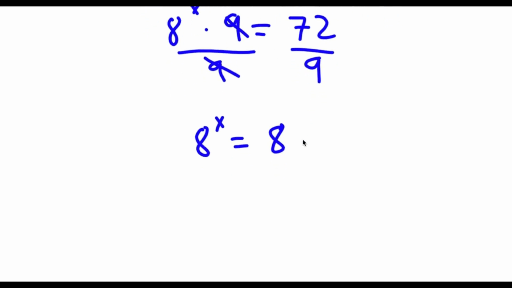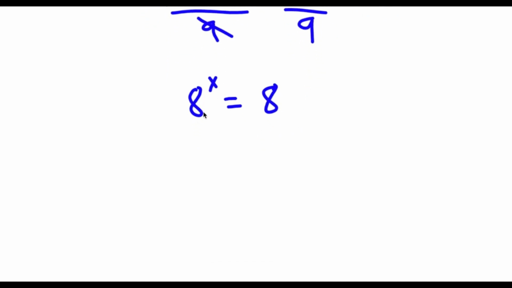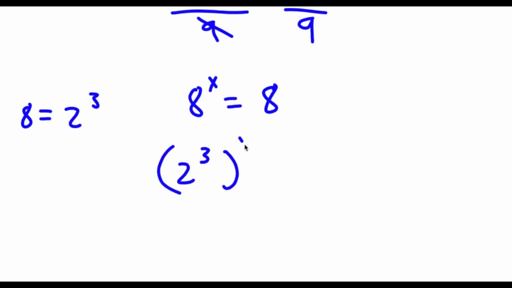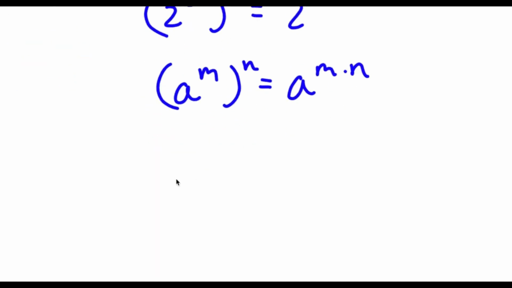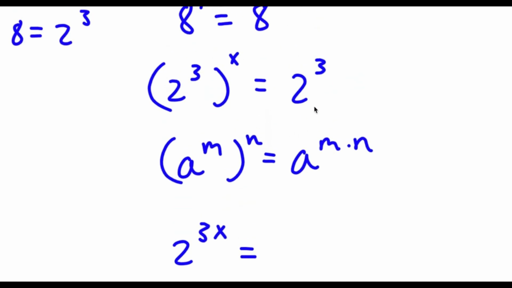Now, 8 here, this is the same thing as 2 to the power of 3. So if I replace 8 with 2 to the power of 3, I get 2 to the power of 3 to the power of x is equal to 2 to the power of 3. Now, if I have something in the form a to the power of m to the power of n, this is equal to a to the power of m times n. So 2 to the power of 3 to the power of x, that's going to equal 2 to the power of 3 times x, which is simply 2 to the power of 3x.